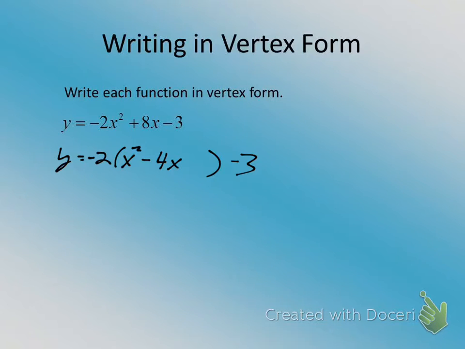Now, complete the square on your trinomial. So negative 4 divided by 2 gives you negative 2. Square that to give you 4. Plus 4. Okay, that's all I needed. And then balance it with a minus 4.